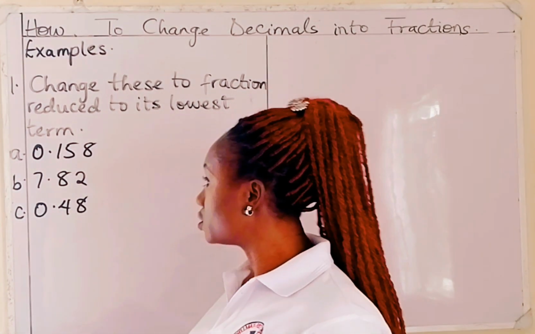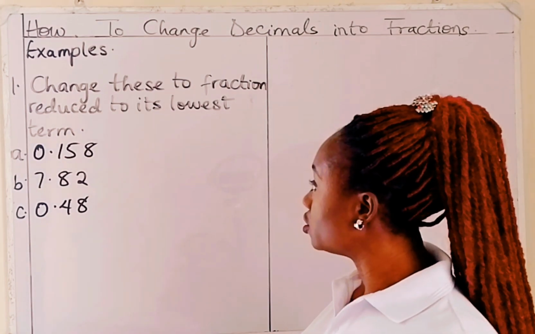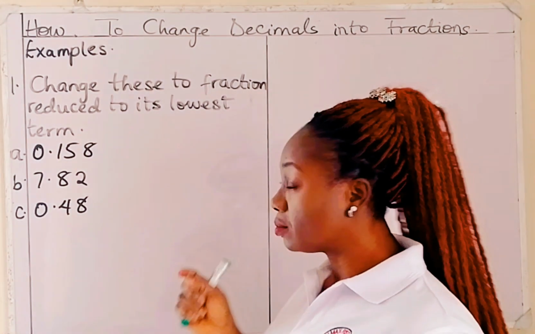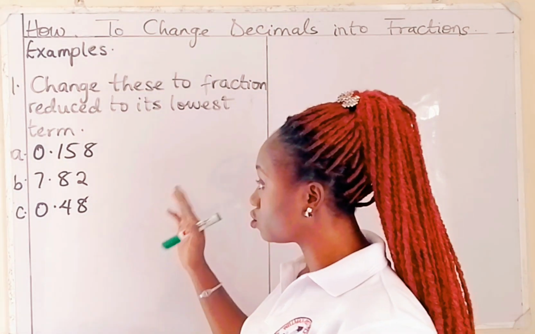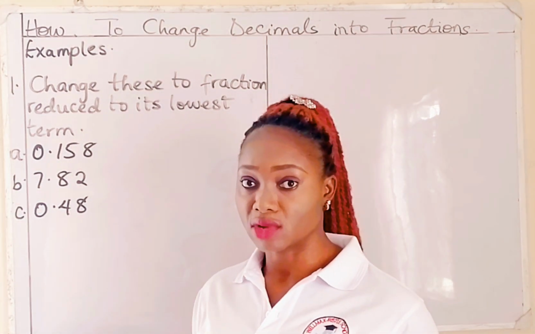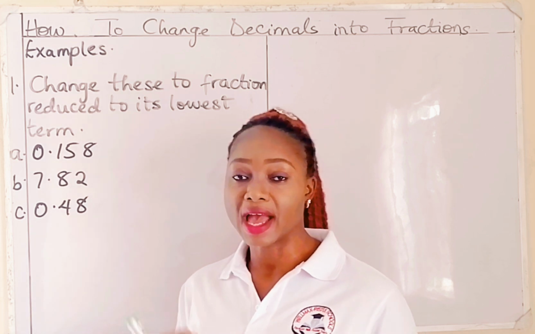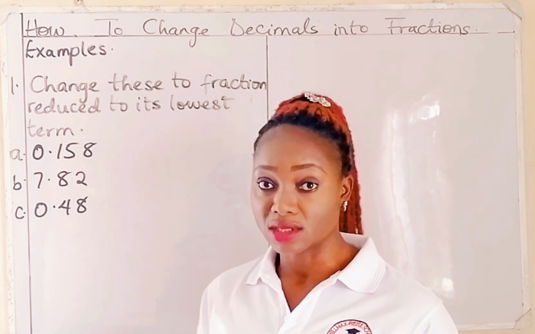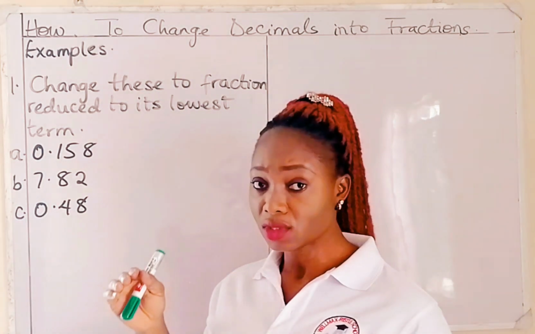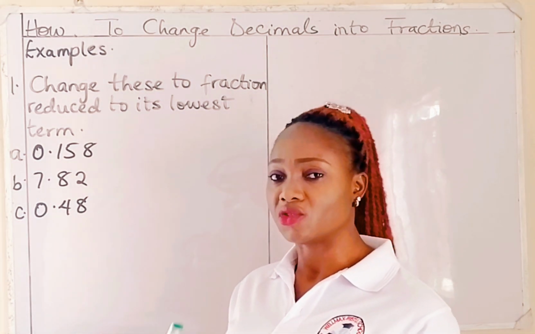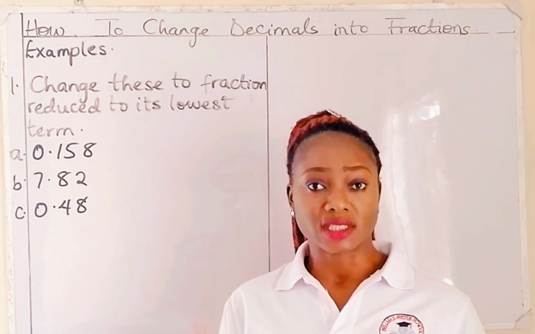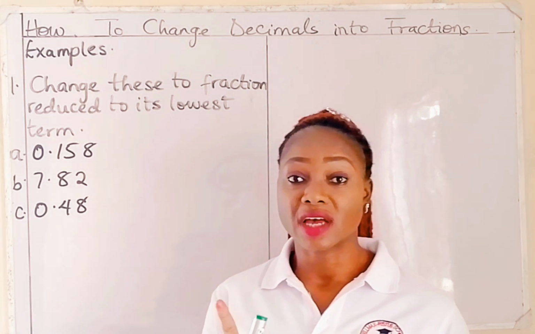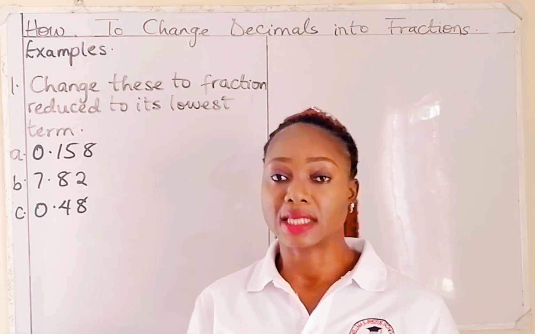The first question says what? Change this to fraction reduced to its lowest term. Now if you remember in our previous class, I taught how to convert your decimals to fractions, right? And when we have 3 digits after the decimal, it means what? You're going to divide the number after the decimal by 1000. And if you have 2 digits after the decimal, it means you're going to divide by what? 100. And if it's 1 digit after the decimal, you're going to divide by 10.